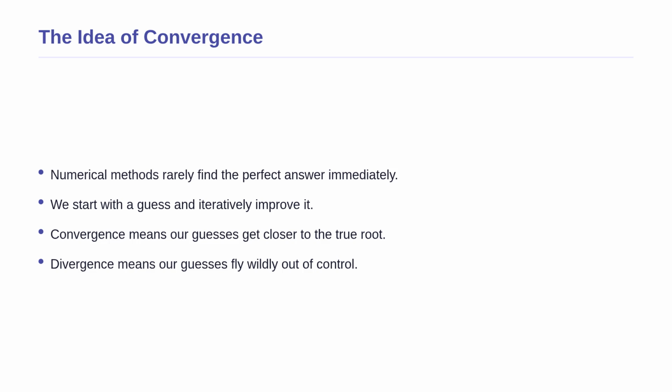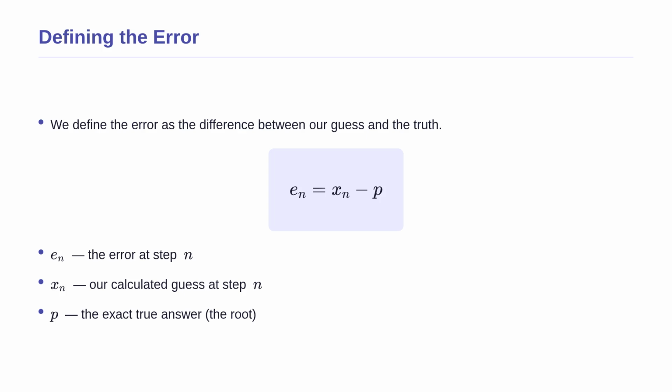We start with an initial guess. If our method is working, the difference between our guess and the true answer shrinks with every step. If that difference does not shrink, the method diverges, meaning our guesses are getting worse and flying out of control. We need to guarantee our method converges. To understand convergence mathematically, we first need to define what a mistake looks like.